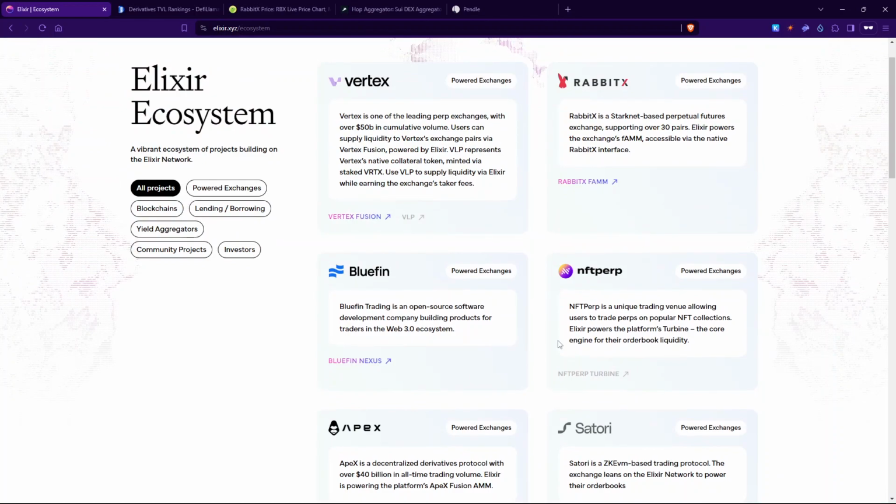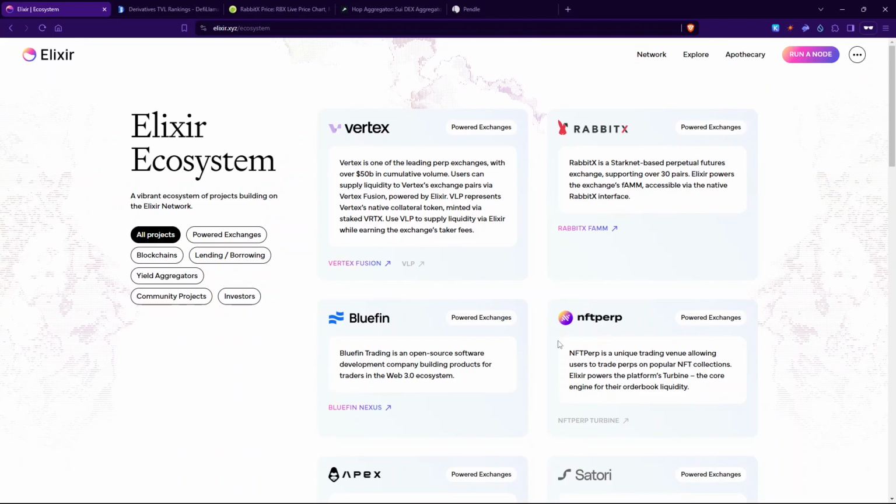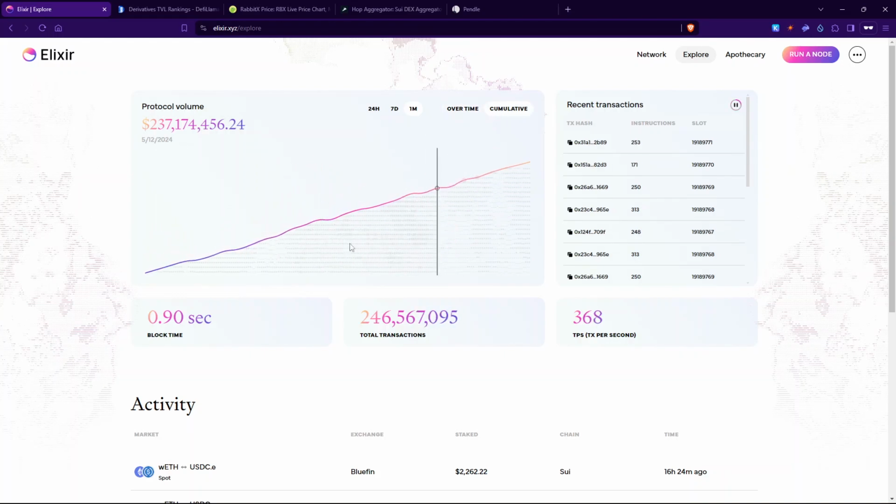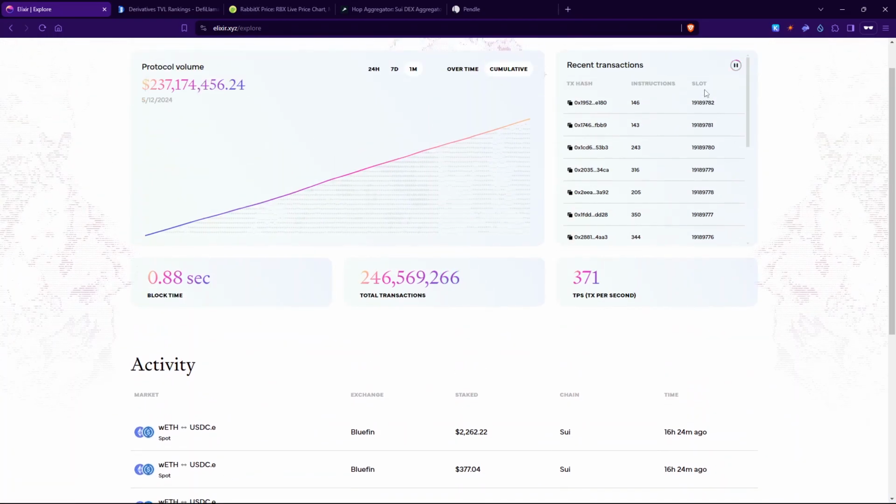Let's also see the volumes, which are increasing. The cumulative volume obviously goes higher, but it's going at a pretty rapid pace. It has kind of doubled in the last month approximately. Pretty good, right? And you can see the activity and all.